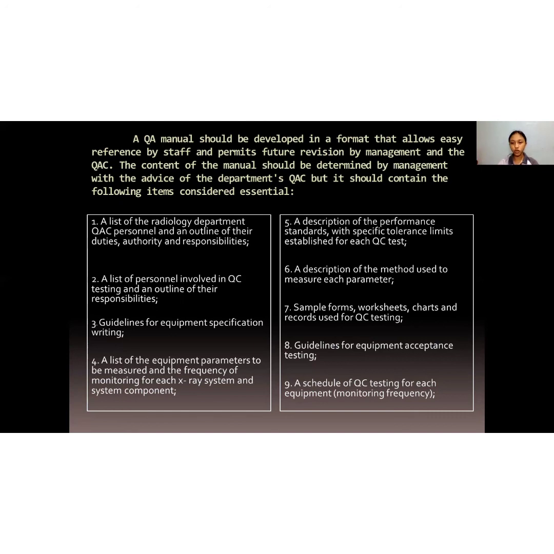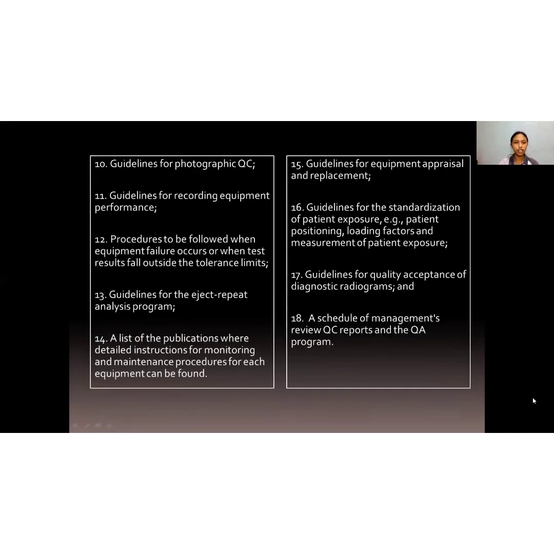So six, a description of the method used to measure each parameter. Sample forms, worksheets, charts, and records used for quality control testing. So in the manual, the guidelines for equipment acceptance testing, a schedule of quality control testing for each equipment monitoring frequency. So 10th, the manual should have guidelines for photographic quality control, guidelines for recording equipment performance, procedures to be followed when equipment failure occurs or when test results fall outside the tolerance limits.